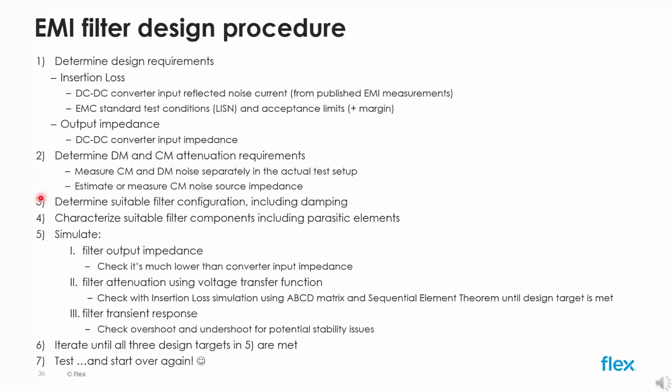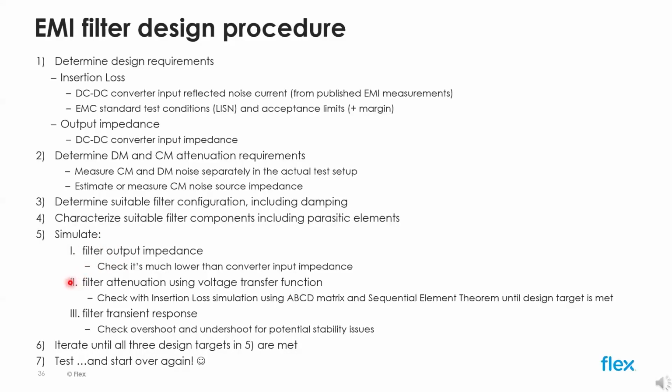Third, we need to determine a suitable filter configuration. We need to select a topology, including damping, which is very important, as we have seen. Then we need to characterize the suitable filter components and include all the parasitic elements. Finally, we simulate the filter output impedance, and we need to check it's much lower than the converter input impedance.